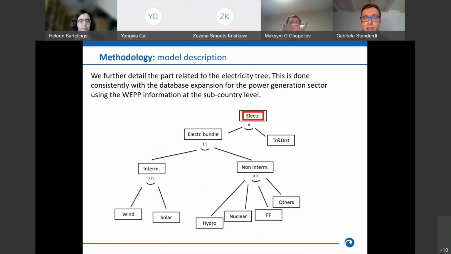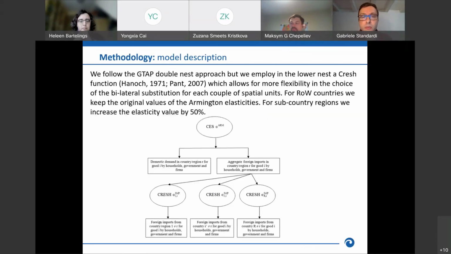And then, of course, another important point is the structure for trade. We keep the double nest, the double level of GTAP. So we have the upper level, which links domestic demand and the aggregate imports, and for this we use a CES function. But then for the lower level, which breaks the aggregate imports according to the country of origin of the product, we implement a CRESH function, which allows more flexibility in the choice of the bilateral trade substitution between products.